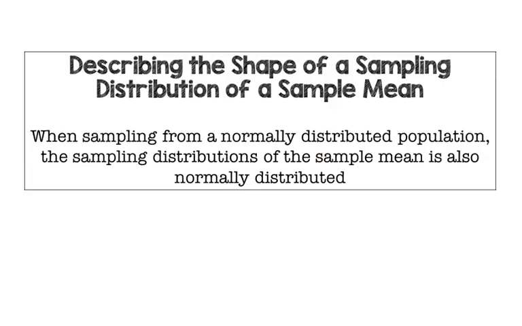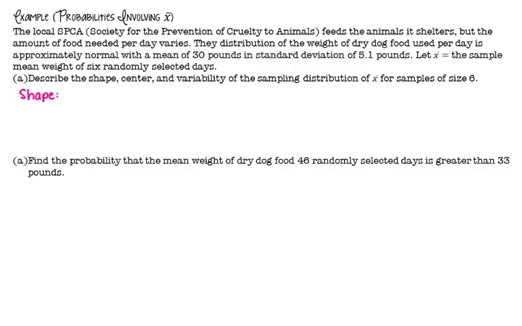All right, describing the shape of the sampling distribution of the sample mean. When sampling from a normally distributed population, the sampling distribution of the sample mean is also normally distributed. So if it's coming from a population distribution that is normal, then the sampling distribution is going to be normal.